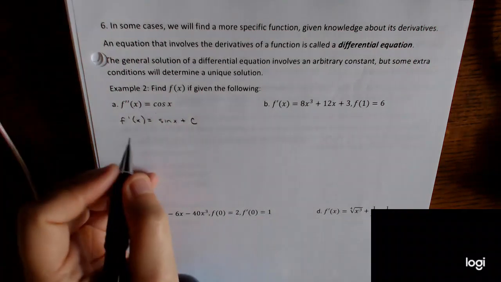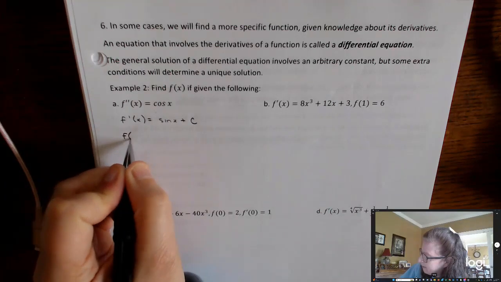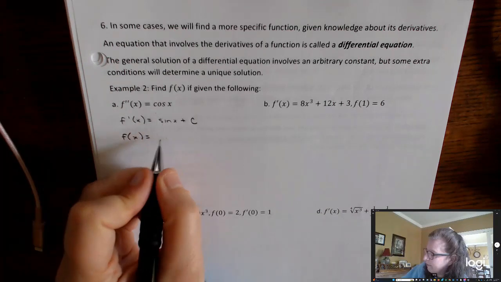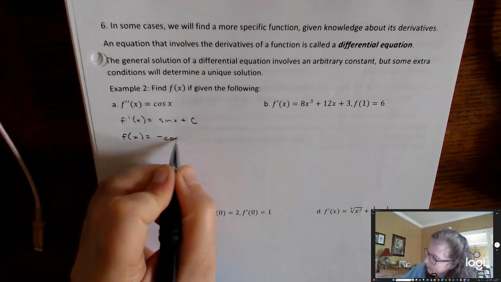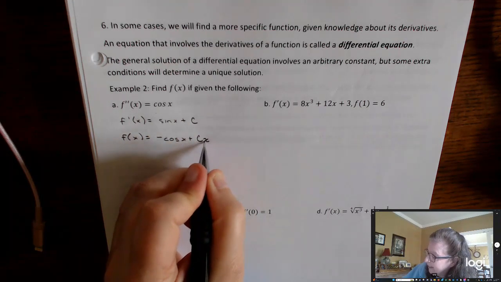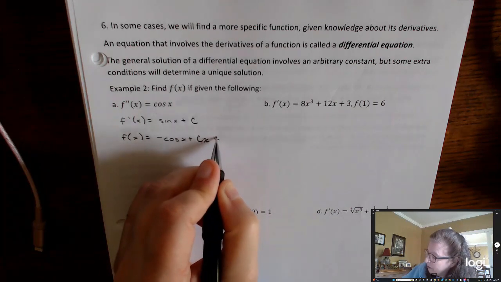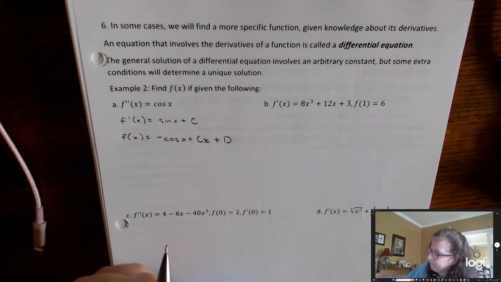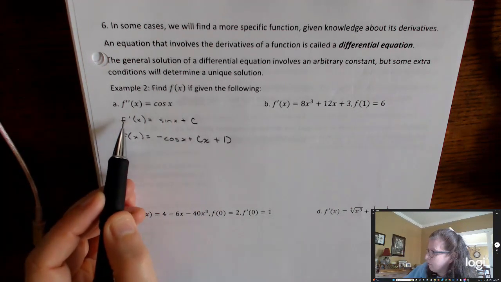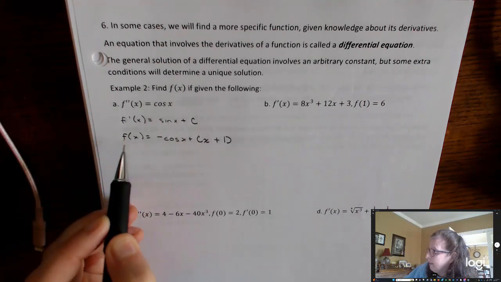Okay, so then to find the function f of x, we're going to take the antiderivative of sine of x, and the antiderivative of sine of x is negative cosine of x, and the antiderivative of some constant c is cx. But then there's another constant d. So that's how you can take one antiderivative to get to the first derivative, and then another antiderivative to get the original function. Alright, so that's that one.